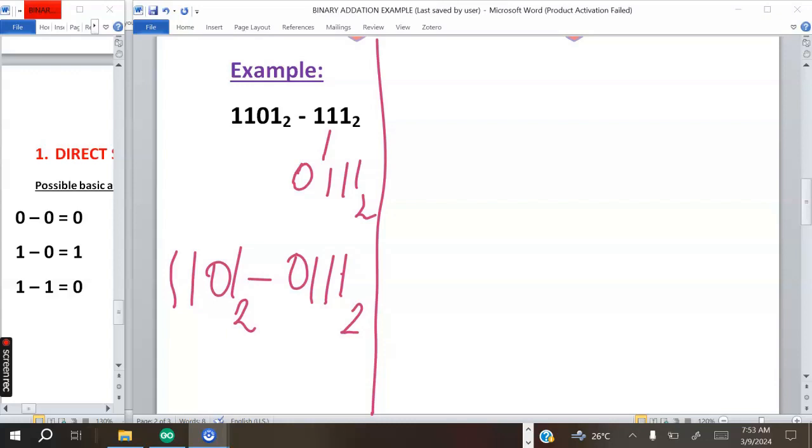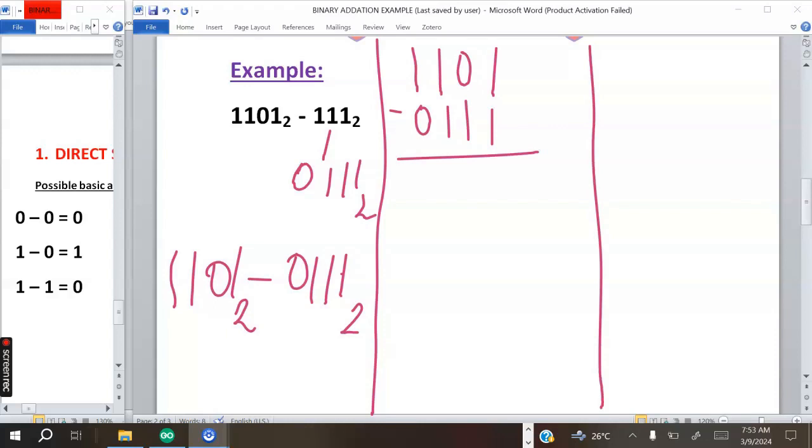Okay, let's do it. So we have 1101 minus 0111. So we have that scenario. Now let's look at our rule number 3. 1 minus 1 is always 0. So this is definitely like that. So this is sorted out. Okay, let's move to the next digits.